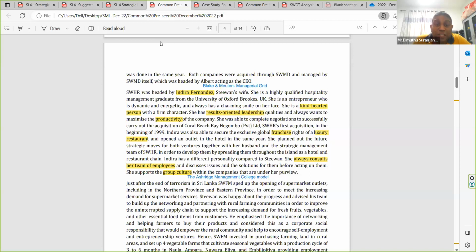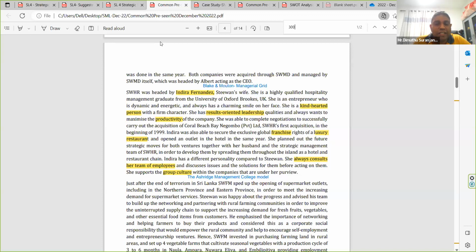She always wants to maximize the productivity of the company. That indicates more task orientation. She was able to complete negotiations successfully and carry out the acquisition of Coral Beach Bay Nicambo Private Limited, SWHR's first acquisition in the beginning of 1999. Indira was also able to secure the exclusive global franchise right of Luxury Residency. Right. Then there is some more information.